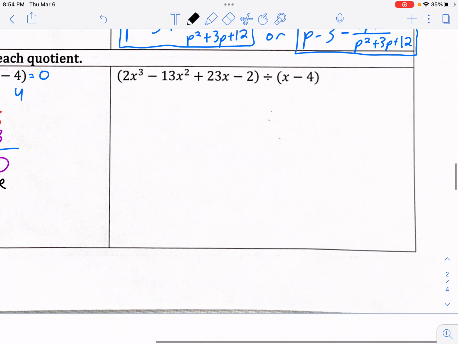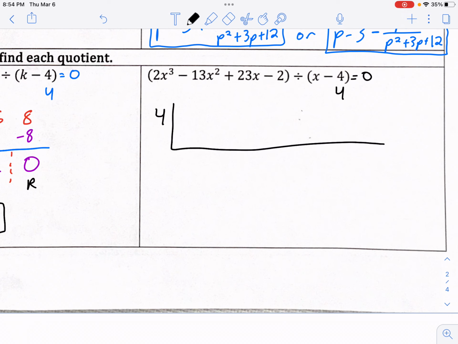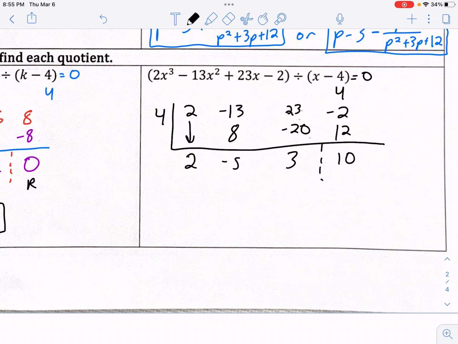All right, and the last one, again, feel free, pause the video, try to see if you can do it, but we should set this equal to 0, and then you should get a 4 here again. In this case, I'll get 2, -13, +23, whoops, and then -2. All right, drop down the first, and then we'll start multiplying. 8, -5, -20, 3, 12, and then you get 10 when you add.